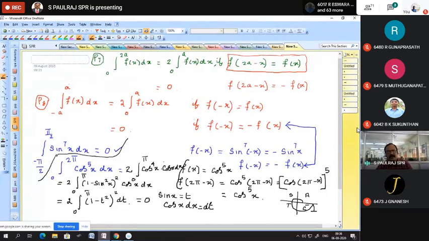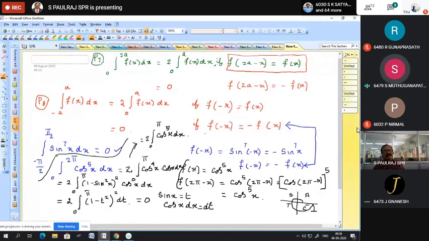One boy told it correctly. What is your answer? Again you can use the property. Which property? Property number 7, sir: integral 0 to pi of cos power 5 x dx. What is property number 5?